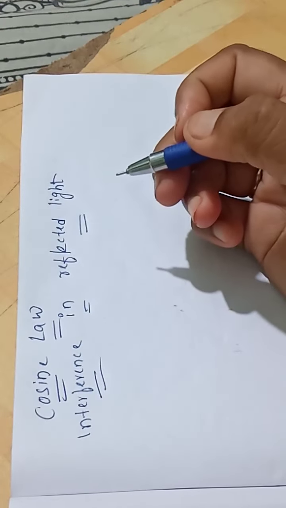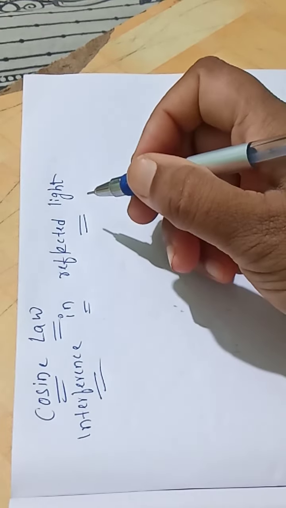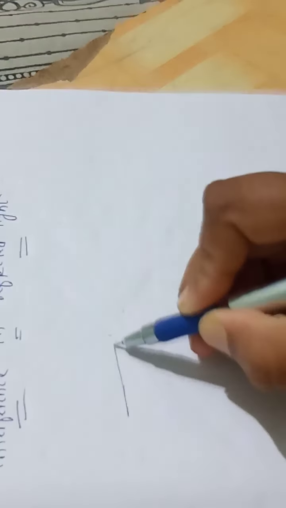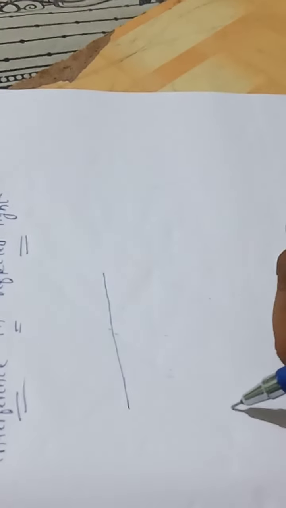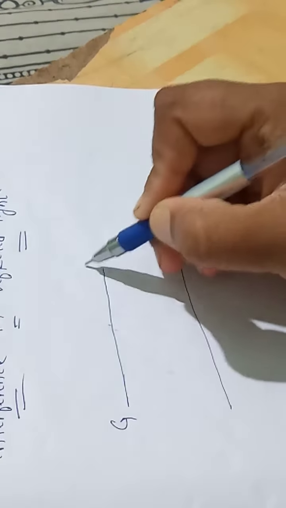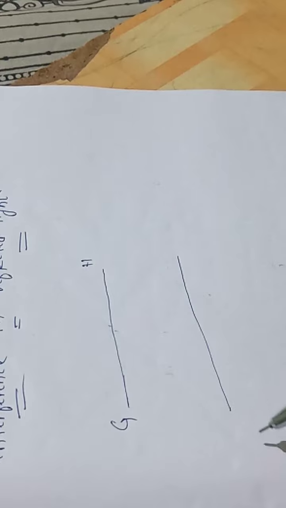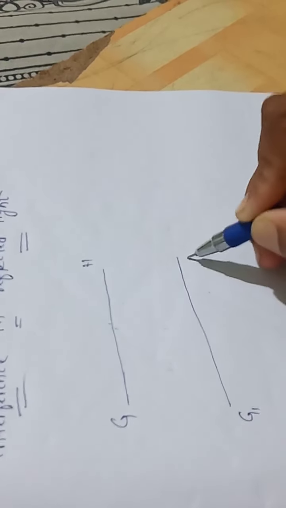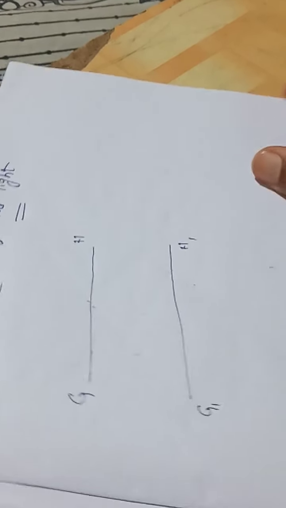Cosine law. Interference in reflected light. So to find the cosine law, consider a transparent film. GH is the upper surface, G1H1 is the lower surface.